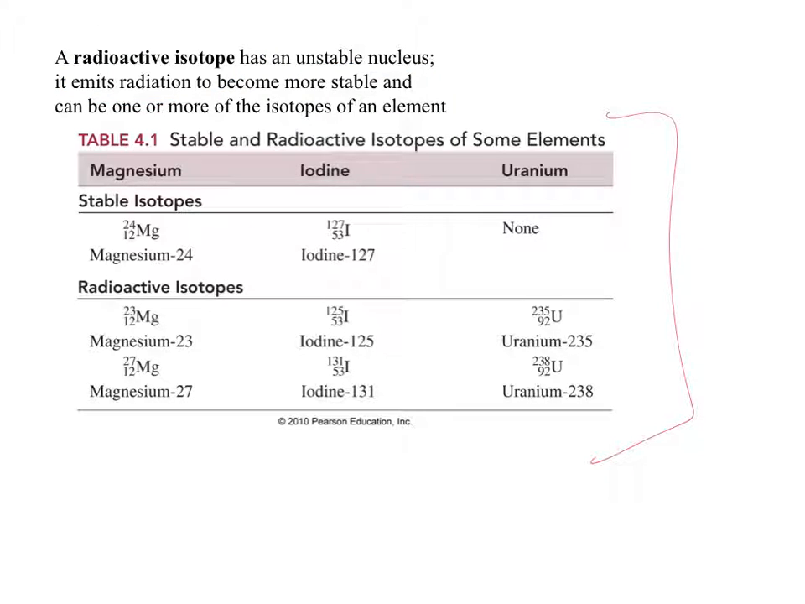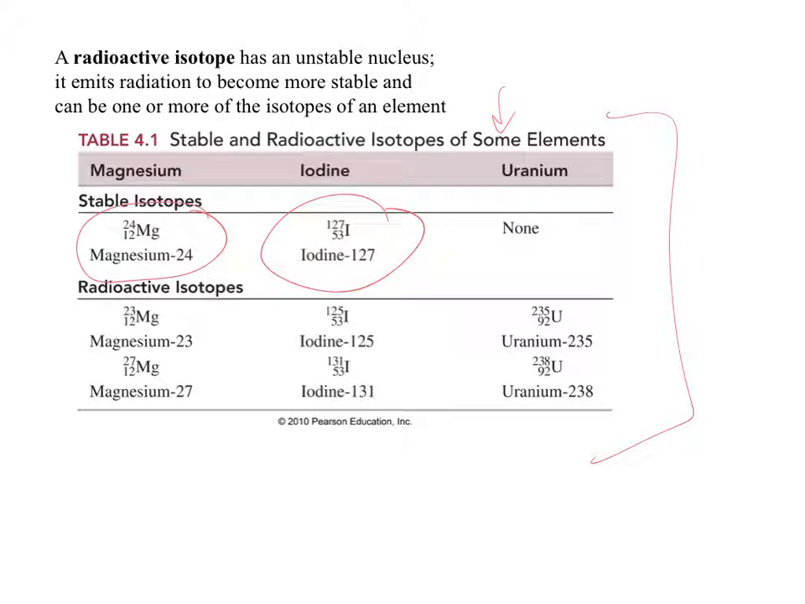Okay, so in terms of stability, let's look at the chart right here. This is just 3 elements. How many elements are there on the periodic table? Well over 100. And most, if not all of them, also have radioactive forms or radioactive isotopes. These are just 3: magnesium, iodine, and uranium. Magnesium and iodine actually have stable forms, meaning they're not emitting radiation. They're stable as they are. That's magnesium 24 and iodine 127.